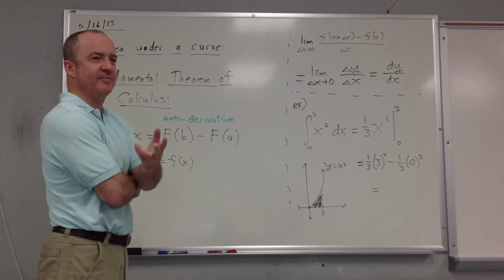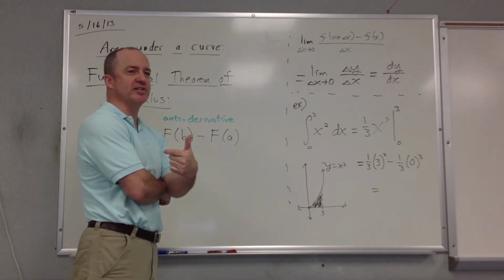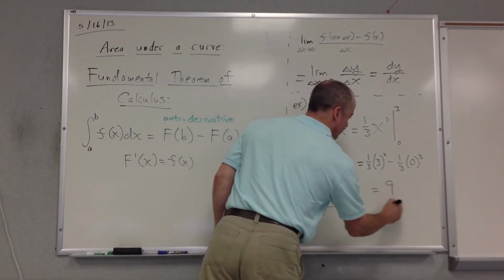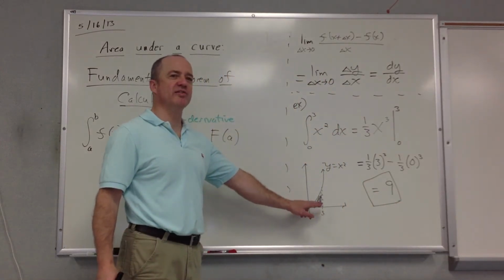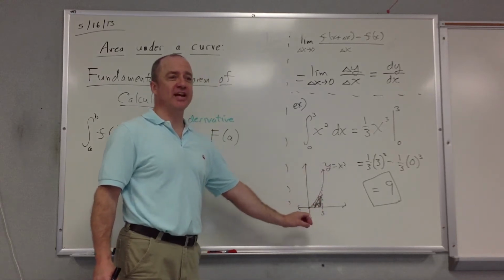3 times 3 is 9. Times 3 again is 27. 27 times 1/3, a third of 27, is 9. 9 minus 0. There's exactly 9 units of area between this parabola and the axis.